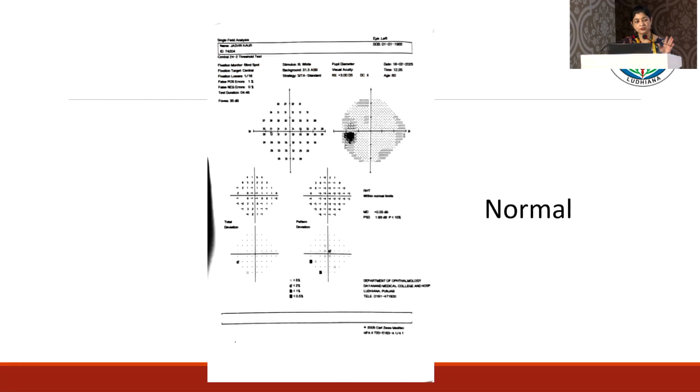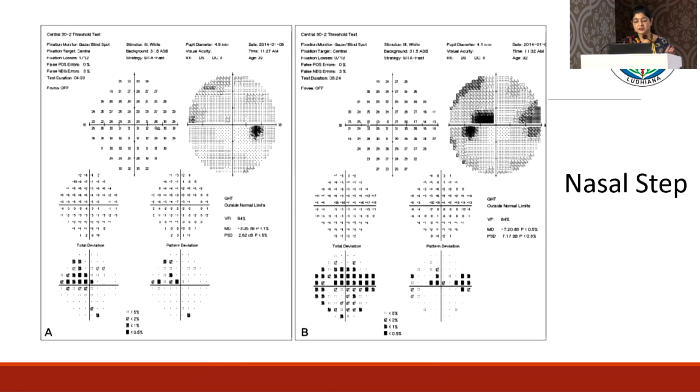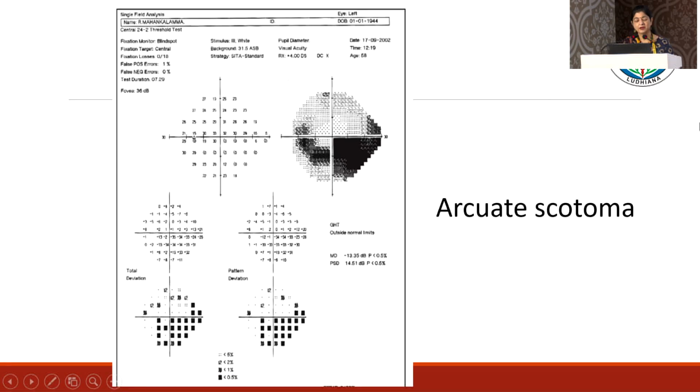Looking at some reports, this is a normal report. When I show these reports, please look at the total deviation and the pattern deviation. So this is the nasal step. On grayscale also you can see the nasal step. Then you have the arcuate scotoma.